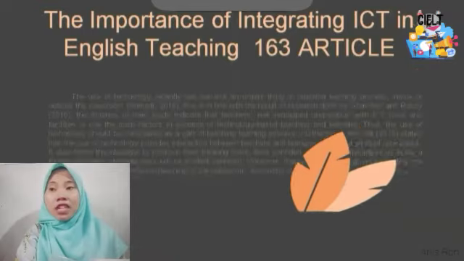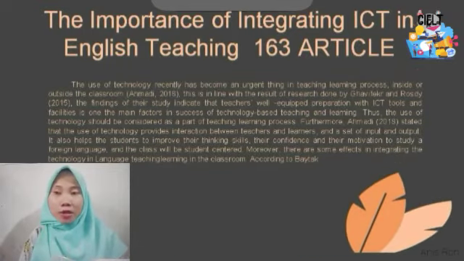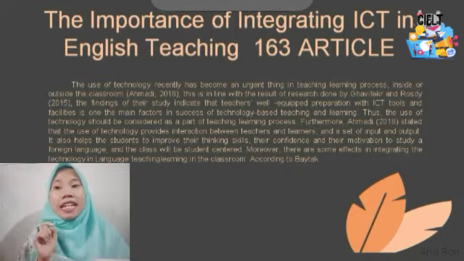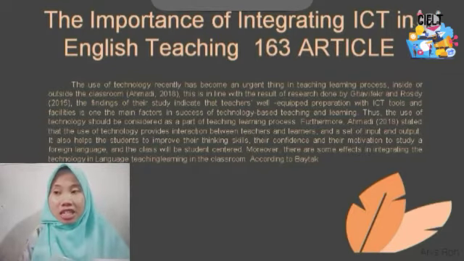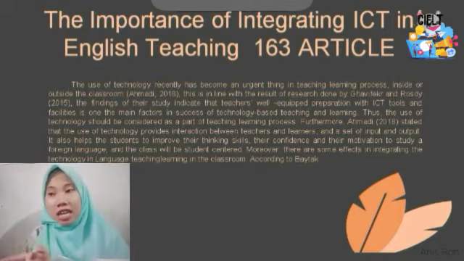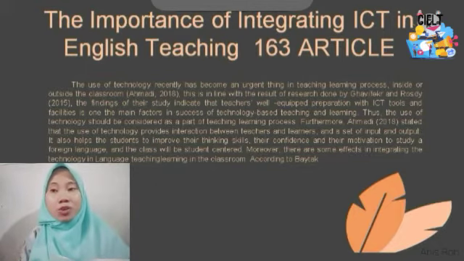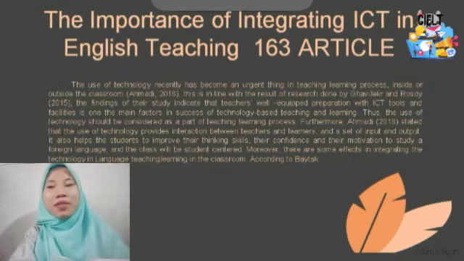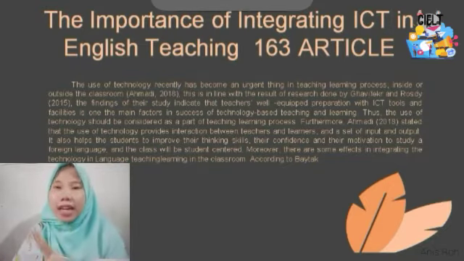The use of technology has recently become an important thing in the teaching and learning process, inside or outside the classroom. In line with the result of research done by Behnke and Rusty, the findings indicate that teachers equipping preparation with ICT tools and facilities is one of the main factors in the success of technology-based teaching and learning. And next.